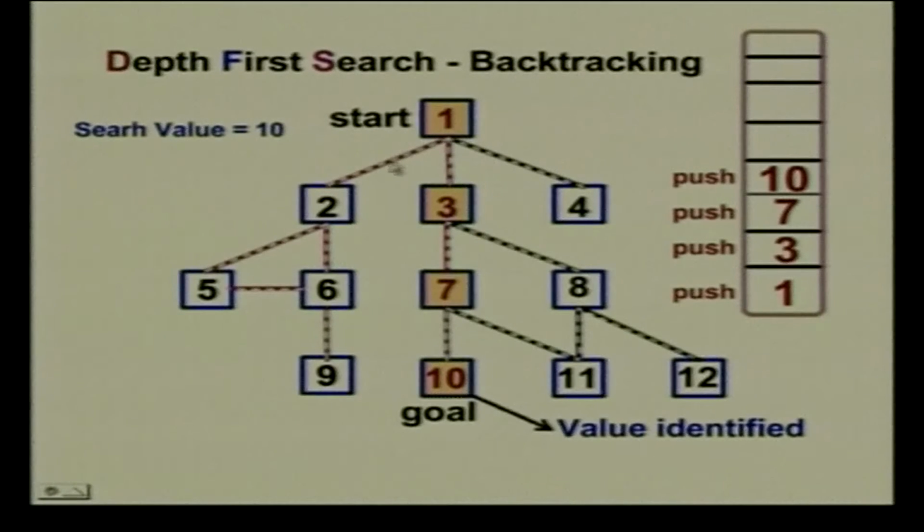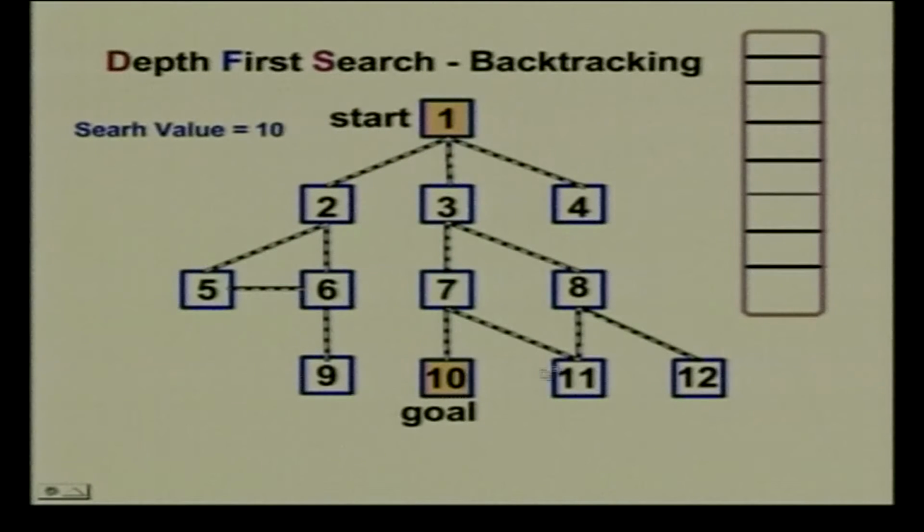So, the path followed is 1, 2, 5, 6, 9, then you backtrack up and then you go to 1, find the next child, go down. Okay. So, this is the path that is followed for the depth first search.